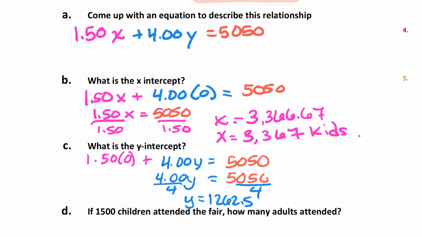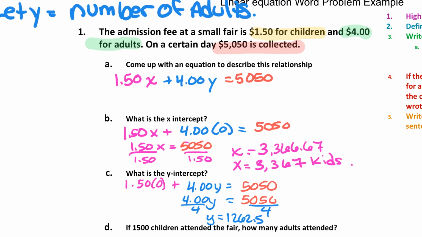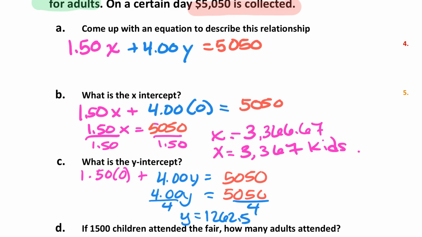But again, what does our y represent in this situation? It's the number of adults. Can you have half an adult? Not really. So we're going to round up. y is equal to 1,263 adults. So what does that mean in this context? It means if 0 children went to the fair that day, 1,263 adults must have attended in order for the fair to have collected $5,050.